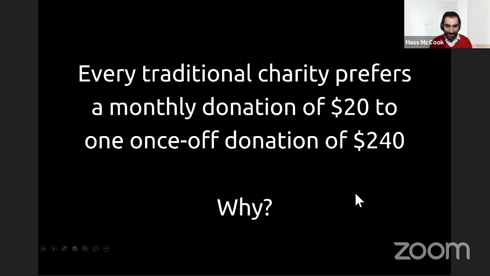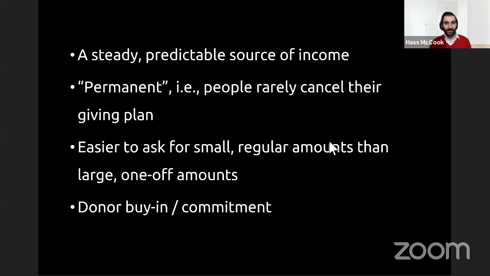So many of you guys probably donate to charities, and every single charity will always tell you we prefer a monthly donation of $20 to one once-off donation of $240. So they effectively prefer the DCA to the lump sum. Now, why is this? A DCA or a monthly donation to a charity gives them a nice, steady, predictable source of income. It's permanent, or permanent in quotations, because once somebody is signed up to a monthly giving plan, it is extremely rare that they cancel this plan. It's easier to set up than to cancel, and because it's typically small, regular amounts.